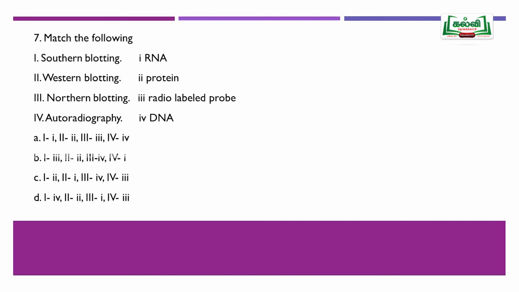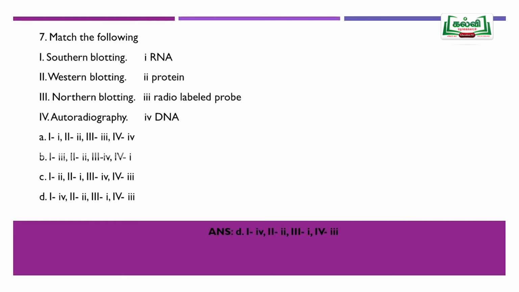Then autoradiography: in autoradiography, we are using a labeled probe, especially a radio labeled probe. So, the option for this question is D. That means southern blotting DNA, western blotting protein, northern blotting RNA, autoradiography radio labeled probe.